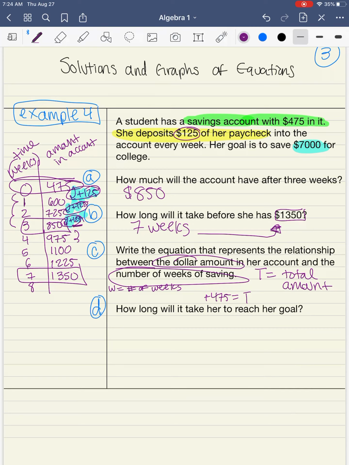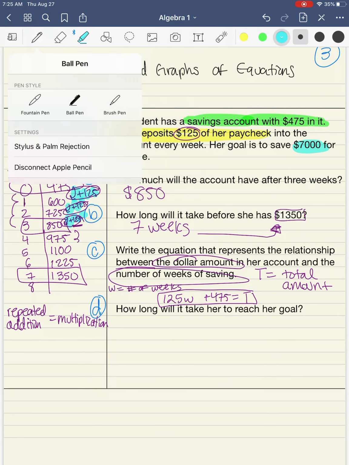Well, if you want to represent repeated addition, you can do that as multiplication. So what would we multiply by? 125 by the number of weeks. And so now we have this equation, 125W plus 475 equals T. So how long is it going to take her to reach her goal?